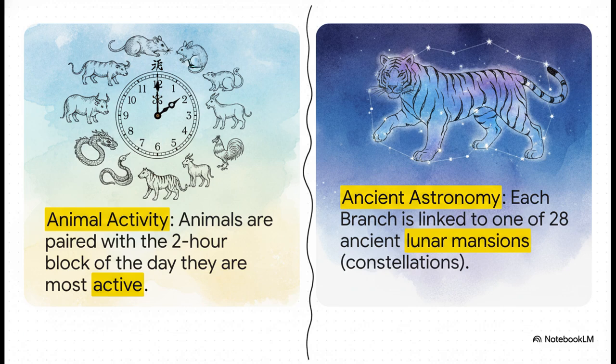Okay, so there are two main theories about where this all came from, and they're both pretty cool. The first one is all about animal activity. Basically, each animal gets paired with the 2-hour chunk of the day when it's most active. Super practical. The second theory, though, is much more cosmic. It links each animal and its branch to one of the ancient constellations. It's this beautiful idea of heaven and earth being in perfect sync.